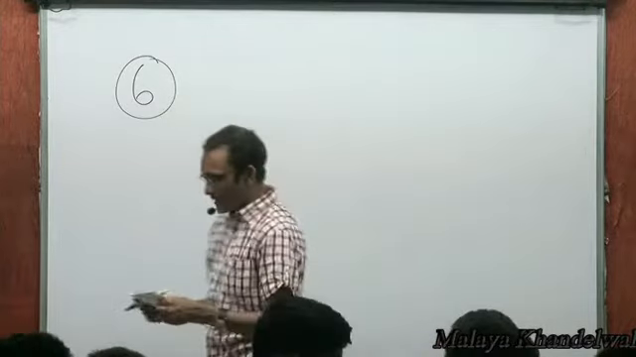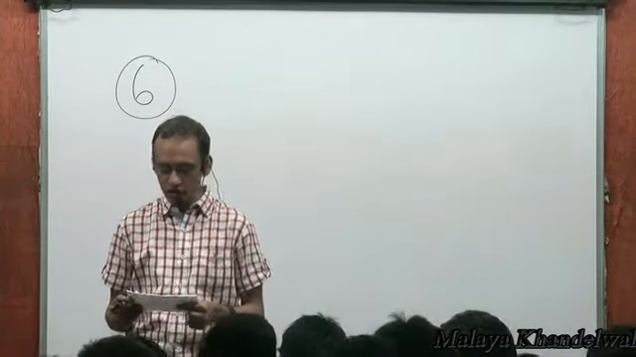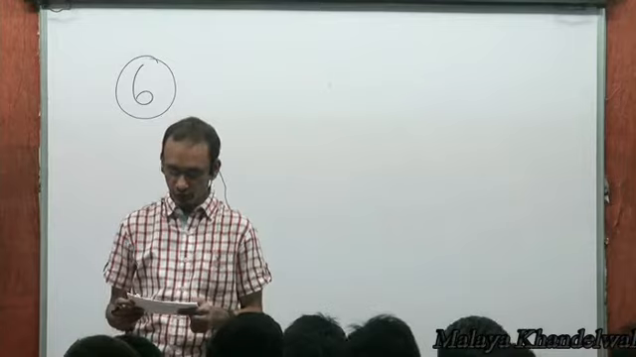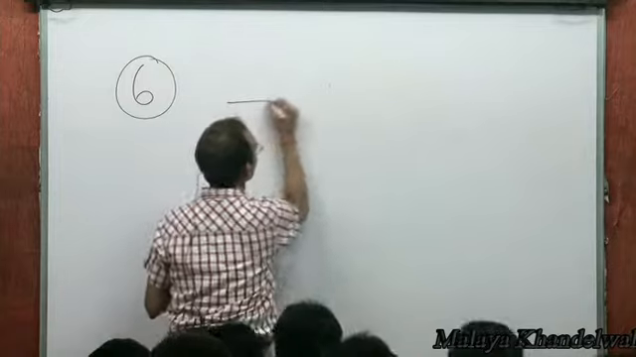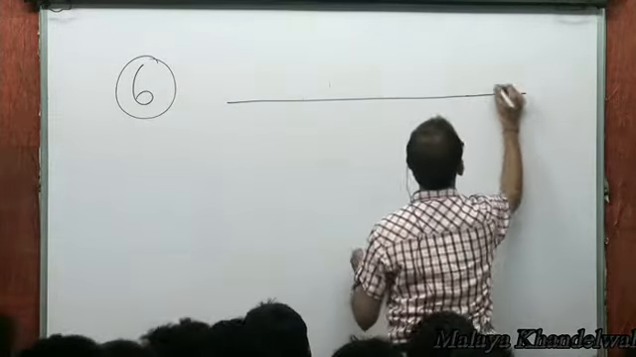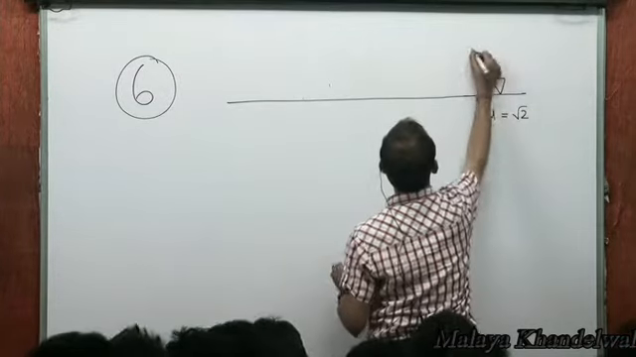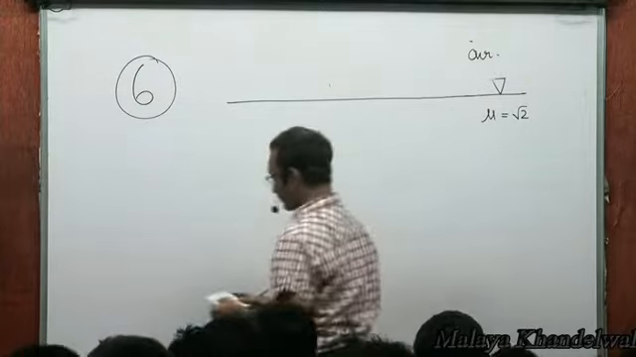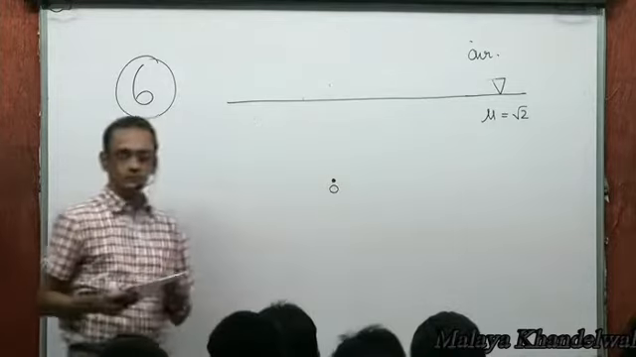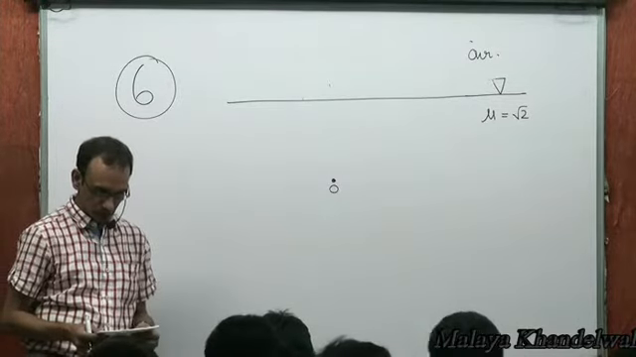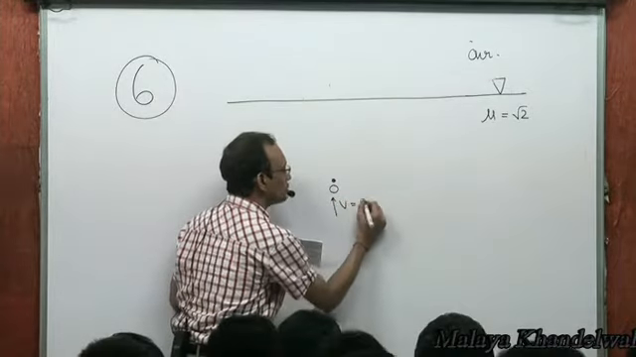A point source is placed in a tank filled with a liquid of refractive index root 2 at its bottom. This is the surface. This contains mu equal to root 2. This is air. Point source O placed here. It starts to move up with a velocity 1 meter per second.